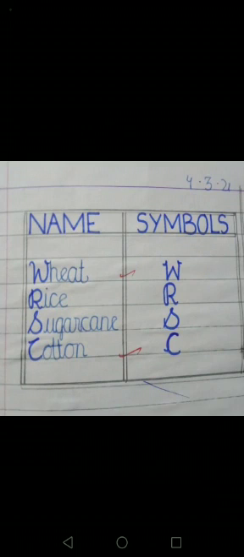So the first one, name of the crop is wheat, and for wheat you will use a symbol of capital W. Second one is rice, and for rice you will use the symbol of capital R. Third one is sugarcane, and for sugarcane you will use the capital S. And for cotton you will use the capital C as a symbol. Okay, now moving towards our map number 2.